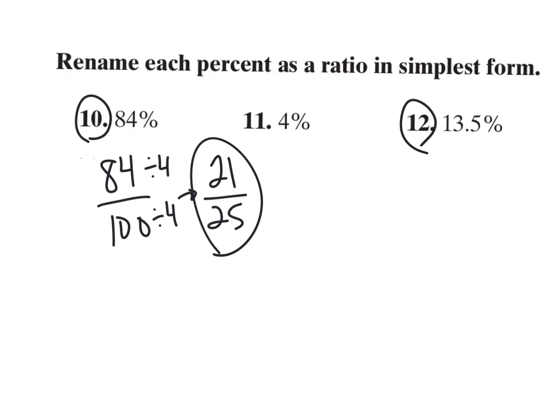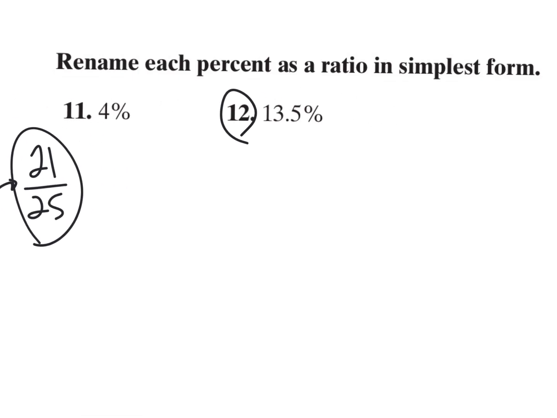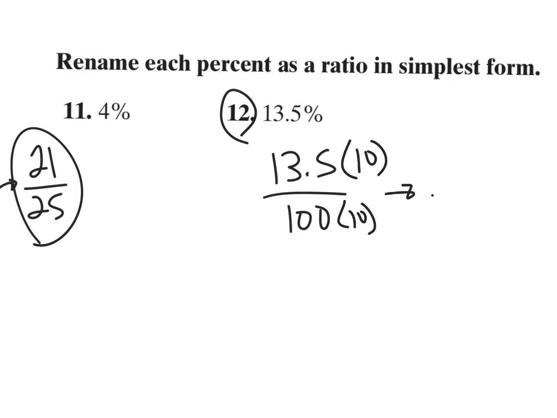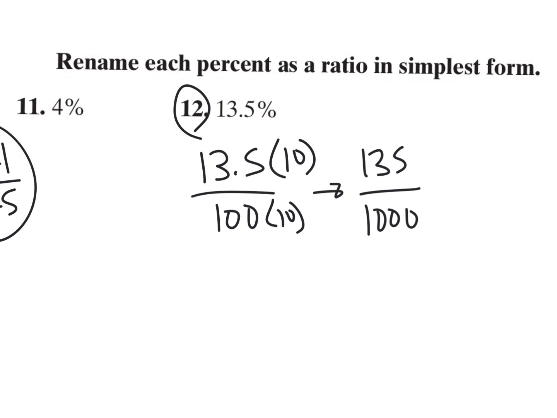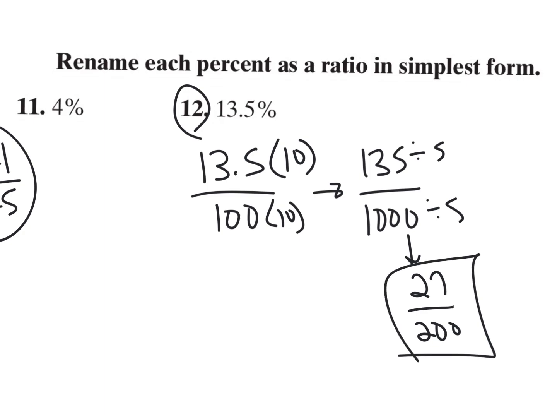And then number 12, we have 13.5%. So on number 12, 13.5%, we could put as 13.5 over 100. We don't want to keep a decimal in our fraction. So if we multiply both of these by 10, that's going to eliminate the decimal. That'd be 135 over 1,000. And then we could try to reduce from there. You might notice they end in a 5 and a 0, so those should be divisible by 5, which would be 27 over 200, and we're not going to be able to reduce any further than that.